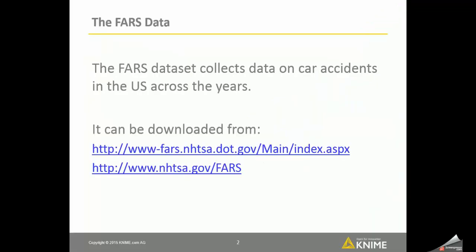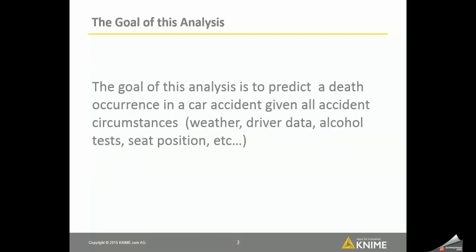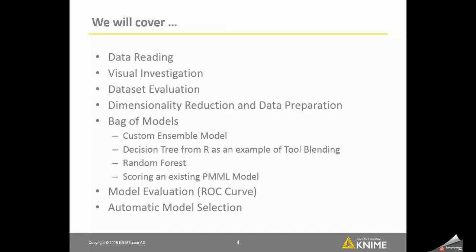This is a demo about automated model selection with KNIME. In this demo, I'm going to analyze some car accident data taken from the FARS website. The goal is to predict death in a car accident given all the other circumstances. And I'm going to show some data reading, then the visual investigation of this data.